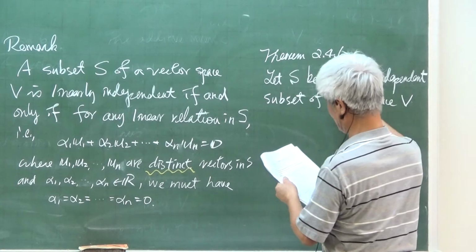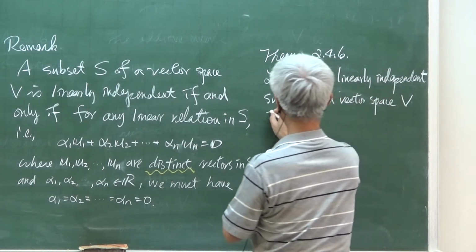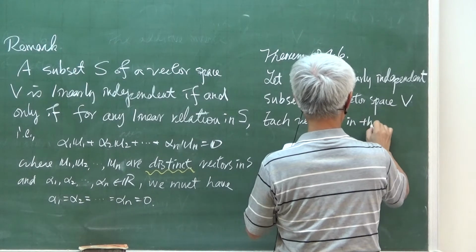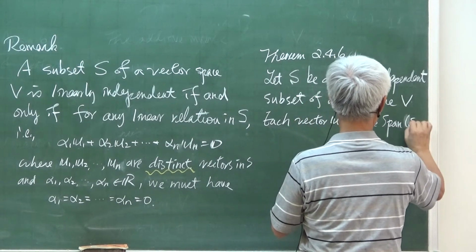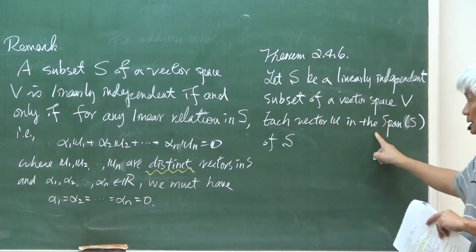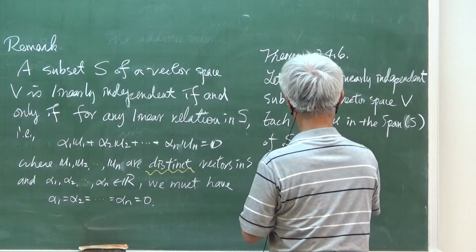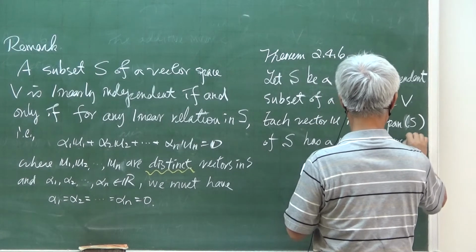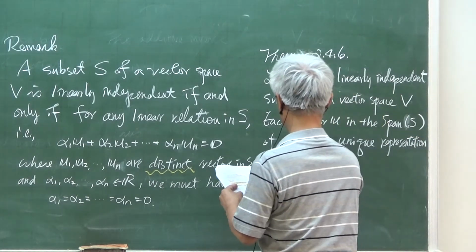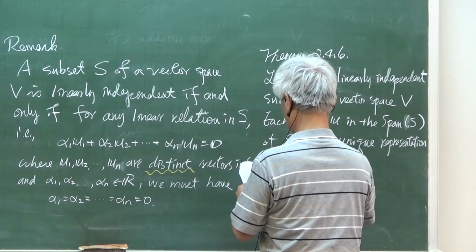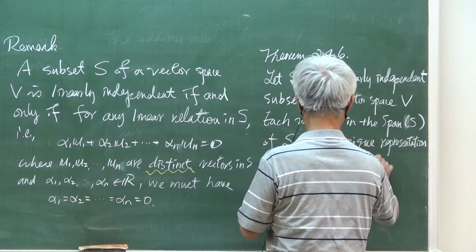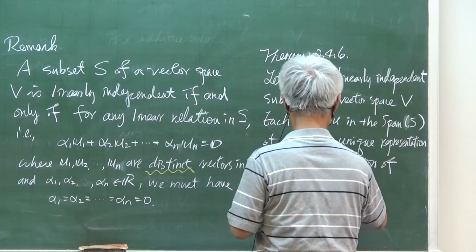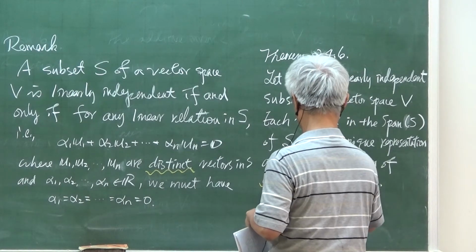Let X be a linearly independent subset. Now each vector u in the span of S has a unique representation as a linear combination of distinct vectors in S.